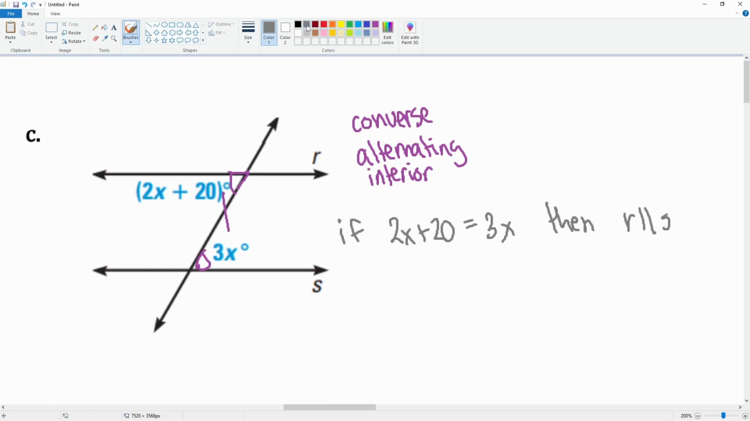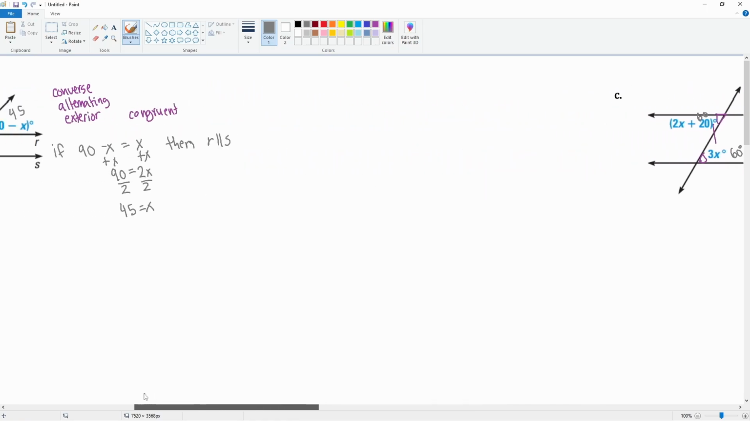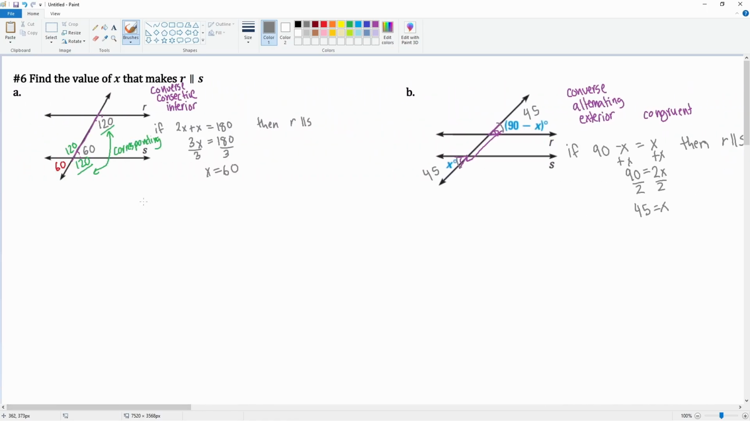So let's see if that works. We're going to subtract the 2x because we always want to move the smaller variable first. 20 is equal to x. There you go. If you plug it back in, it should make sense. 3 times x, where x is 20, should be 60 degrees. Then 2 times 20, which is 40, plus 20 is 60. And these two are congruent. So there you go. That is how you prove that the lines can be parallel given these equations and finding an x value to make those true.